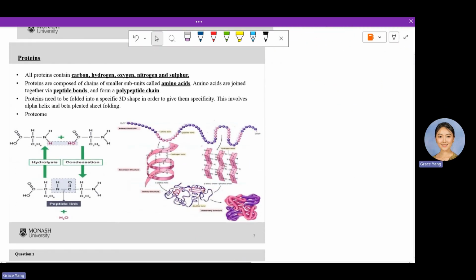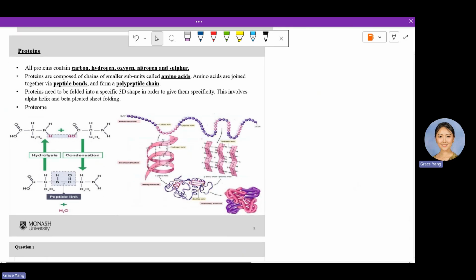Moving on to proteins. Once again, please make sure you know how to draw the generic structure for all amino acids. Amino acid is the subunit that makes up proteins. Here I'm going to draw a generic structure for all amino acids. There are different versions of amino acid in our body, but this is the general structure for all of them.